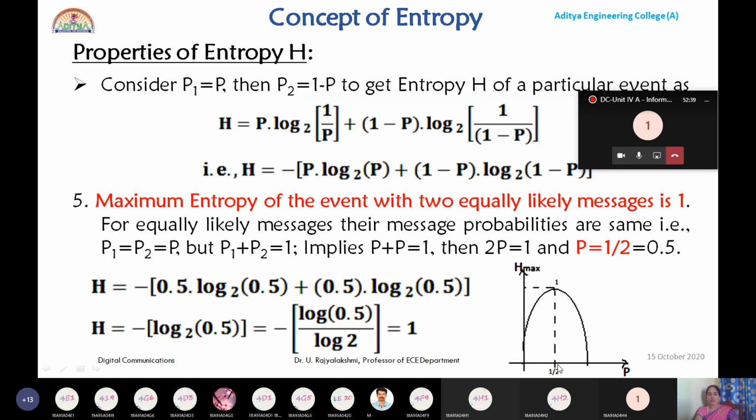So suppose you have taken p greater than 1 by 2, say 0.6. So 0.6 plus 0.4 will be equal to 1. So this won't come under the equally likely condition.